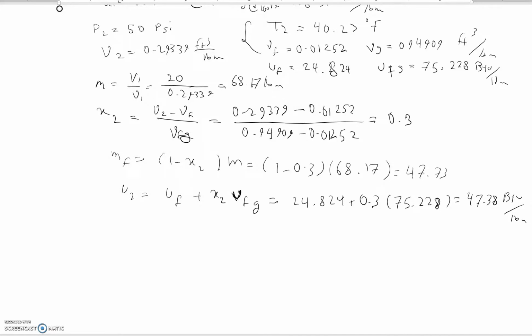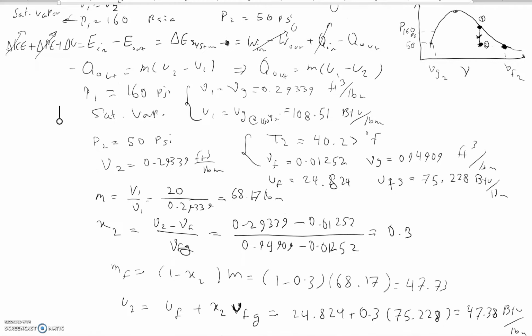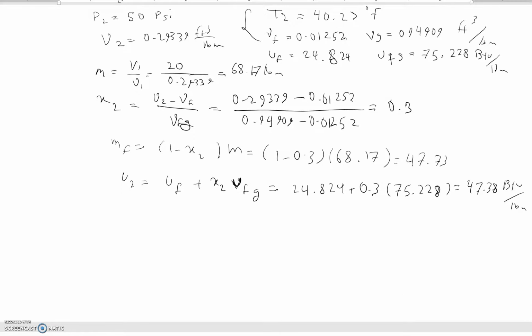All right, so this was part B, right? The amount of refrigerant that has condensed. So this, I forgot to write, pound mass. This is the amount of refrigerant that has condensed into the liquid. That's MF, right? How much of the total mass is liquid.